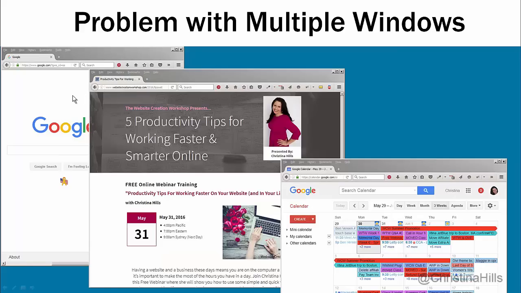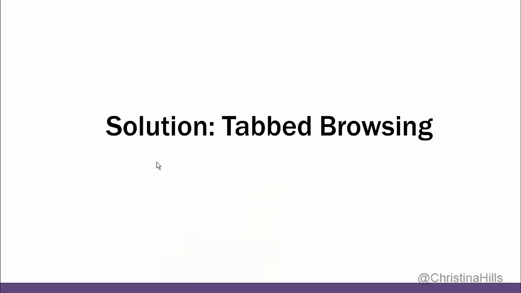You've got one window up, and then you want to switch to another website. You bring this one up, and then it's obscured. You know, I wanted to bring my calendar up to see if I could make the webinar, and you're going back and forth, and it's really hard to function and work quickly. Because with these productivity tips, I want to help you to work faster. So the solution is tabbed browsing.